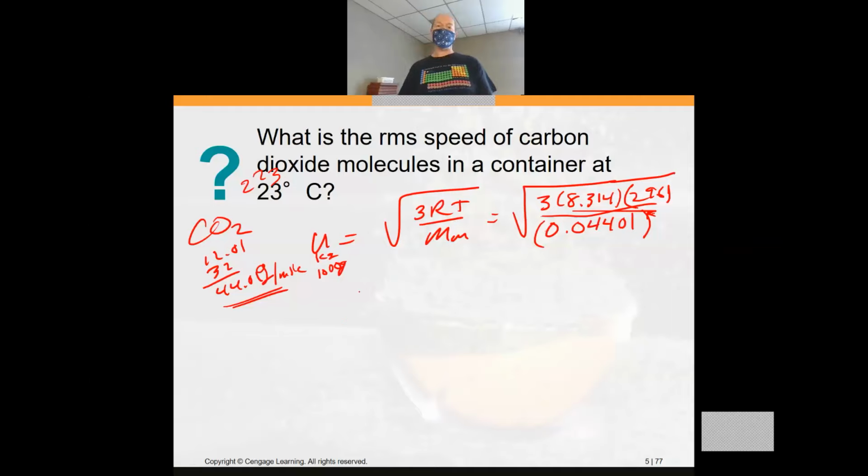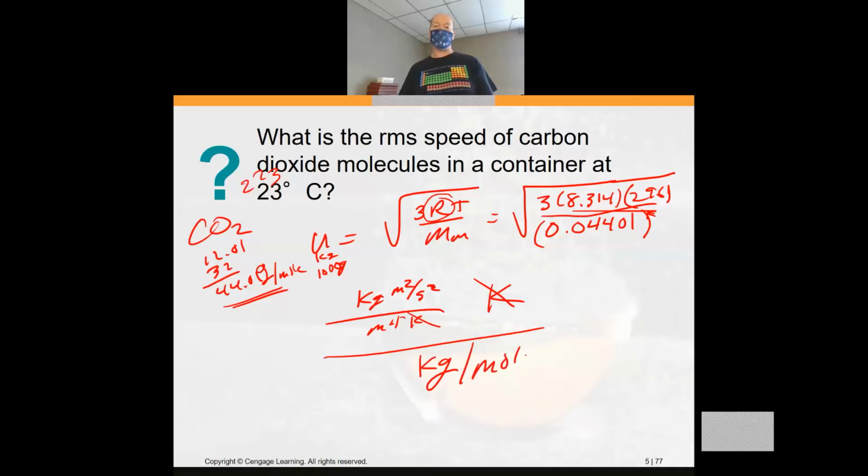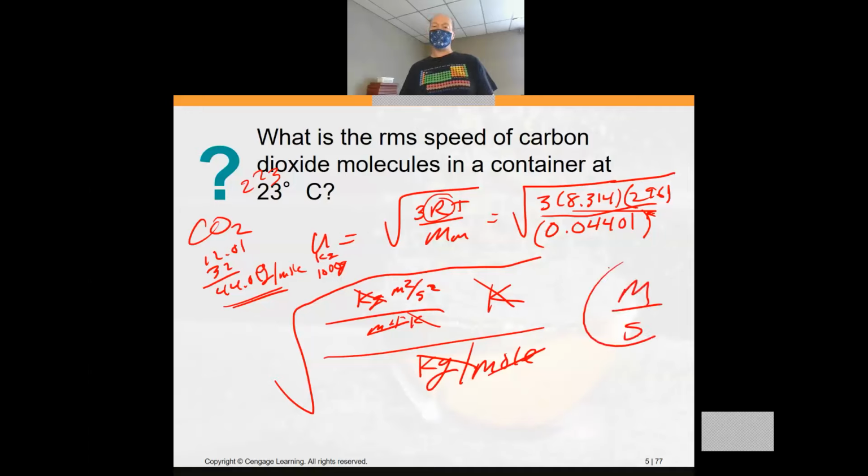So we just did the units. That's a kilogram meter squared per second squared divided by mole Kelvin. That's the units for R. The units for T, Kelvin. The Kelvins will cancel. And now the molar mass has to be in kilograms per mole so that the kilograms cancel the kilograms and the moles cancel. And when we get our answer, we have to take the square root. And when you take the square root of meters squared per second squared, you get the units for speed.